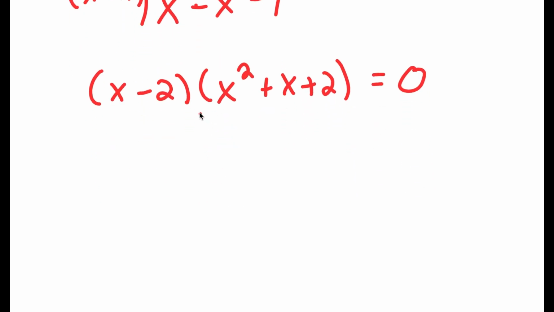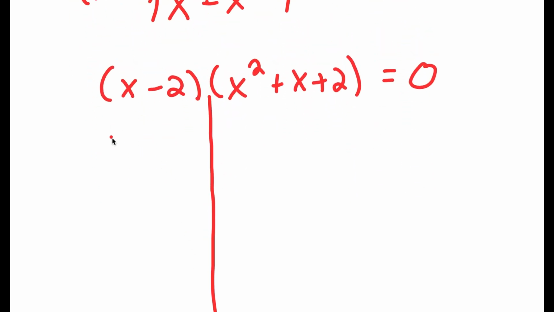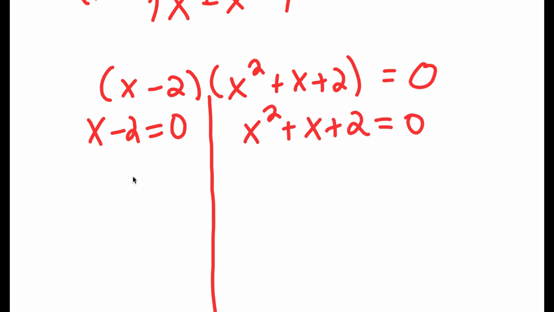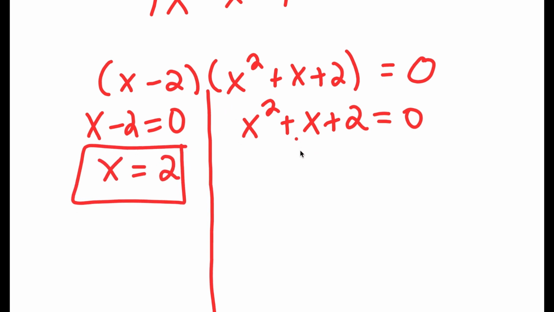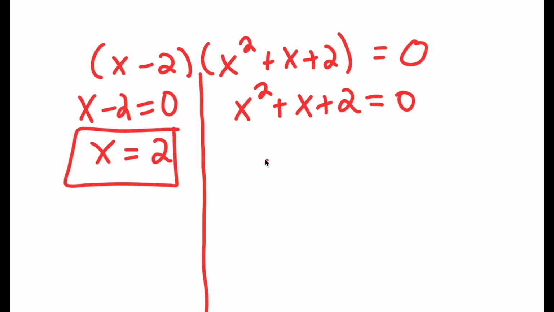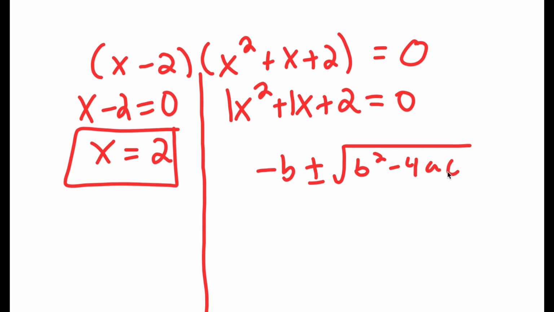So now this gives me two equations. I have x minus 2 is equal to 0, and I have x squared plus x plus 2 is equal to 0. So for x minus 2 equals 0, this is simple. This obviously means x equals 2. And for x squared plus x plus 2 equals 0, I can use the quadratic formula, which is negative b plus or minus the square root of b squared minus 4ac all over 2a. So in this case, a is 1, b is 2, or sorry, b is 1, and then c is 2.